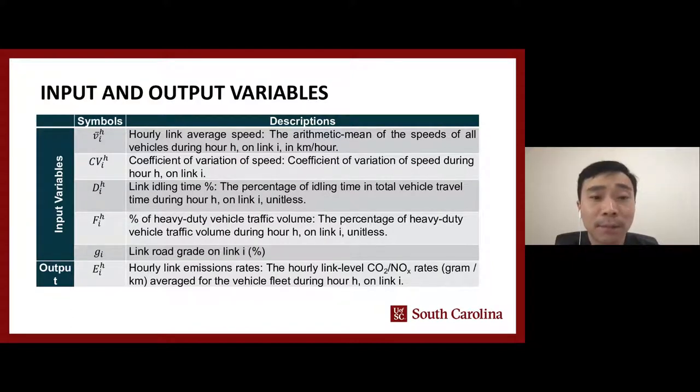We have the input variables that we summarized from the model, including the average link speed, the coefficient of variation of speed, which is a measure of how the speed varied during an hour, and also the link idling time, which we can get because we have the trajectories of all the vehicles driving on that link. So we can get the percentage of idling time, and also the heavy-duty traffic volume and road grade. And then the output is the hourly link average emission rate.